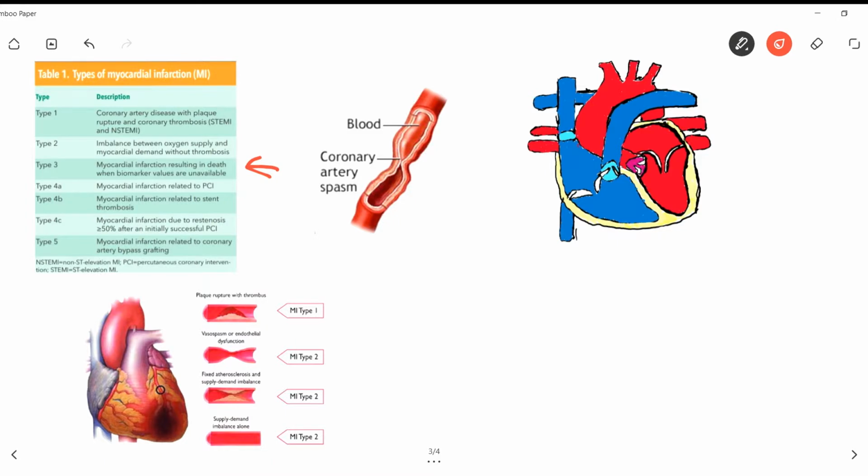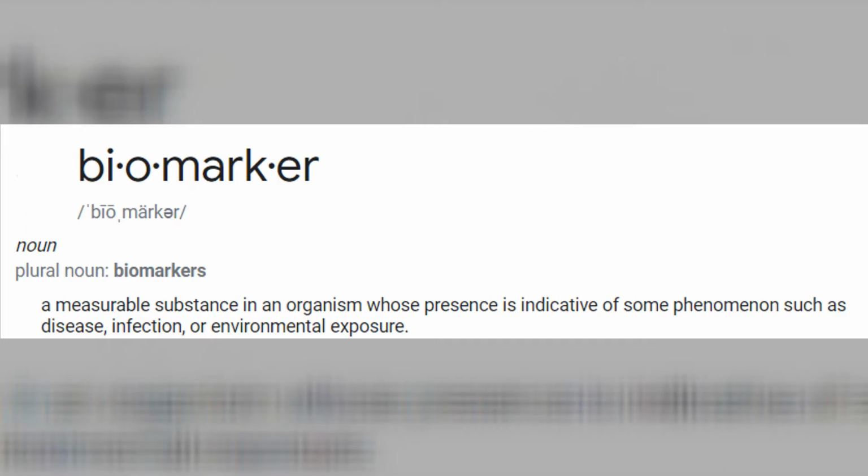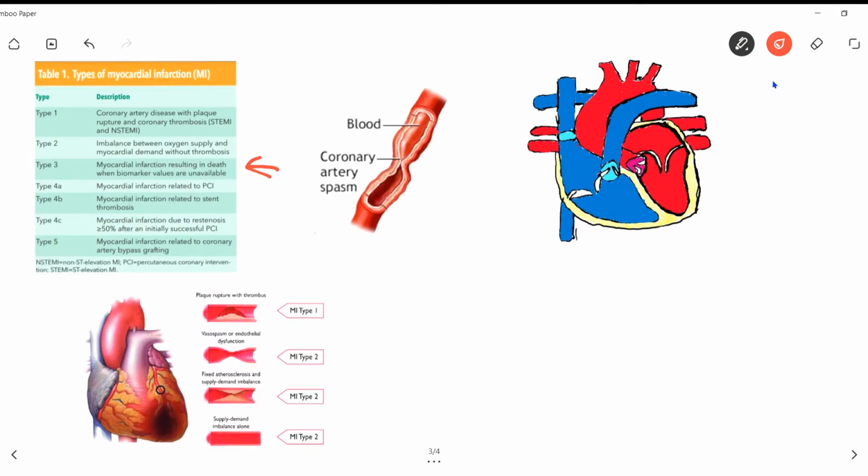So what is a biomarker? A biomarker is a measurable substance, and the presence of a biomarker might indicate a disease, problem, or infection within your body. For example, troponin is a biomarker. When troponin levels are high, it most likely means you're having a heart attack or a myocardial infarction. So that was the type 3 myocardial infarction.